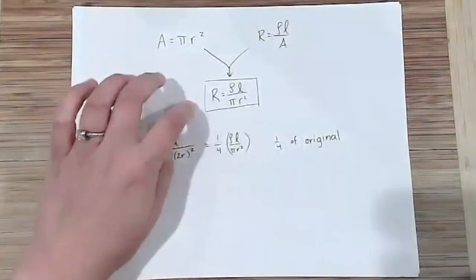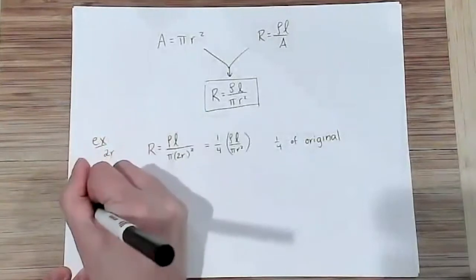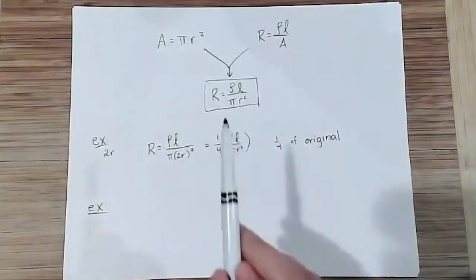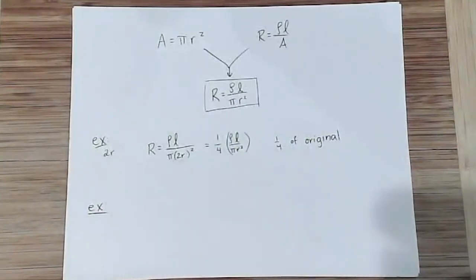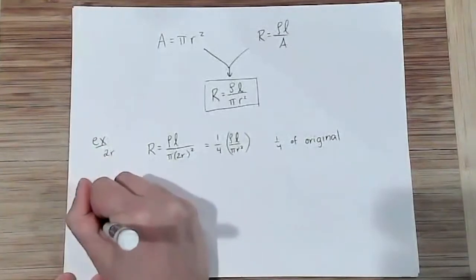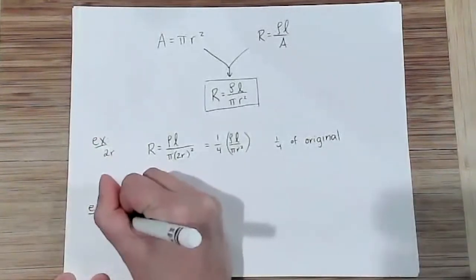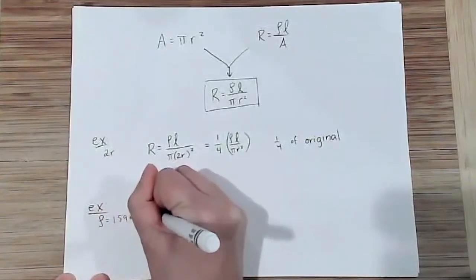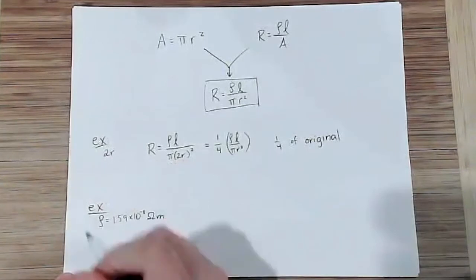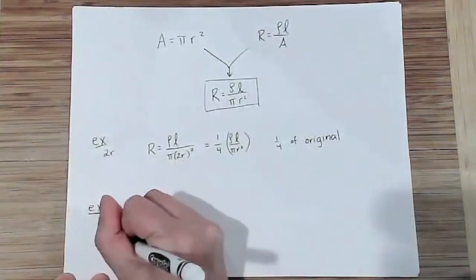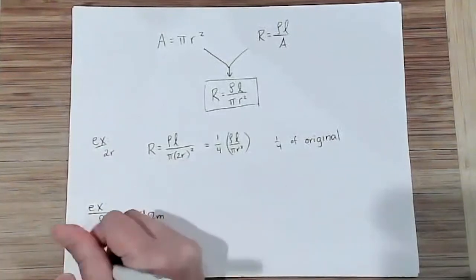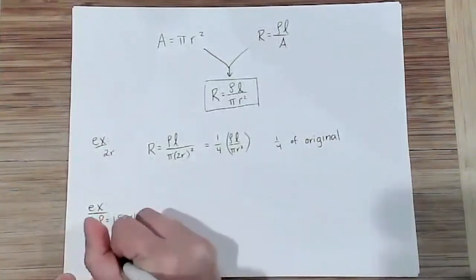Now let's say I want to solve this problem. And in my new example, I give us something that we've measured. Let's say that I want to find the resistance of a wire that I know. The resistivity of silver is 1.59 times 10 to the negative 8th ohm meters. Let's give the silver wire a length of 100 meters. And let's give it a radius of 5 millimeters.